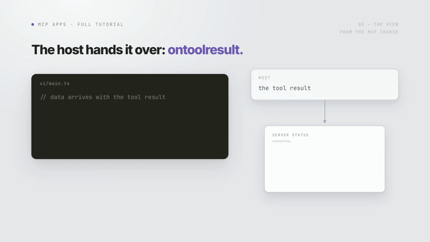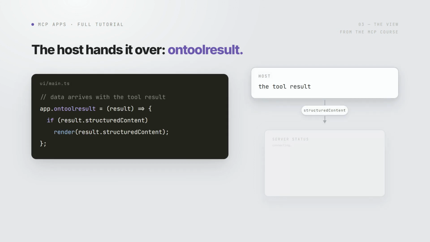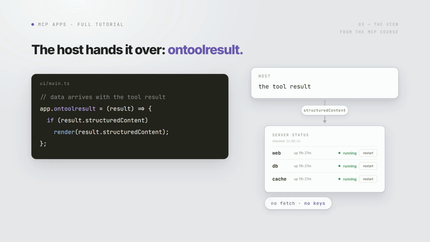Remember the structured content our tool returned. The host hands it straight to the view, ontoolresult. We render the rows from that data. No fetch, no API keys. The data came through the protocol.